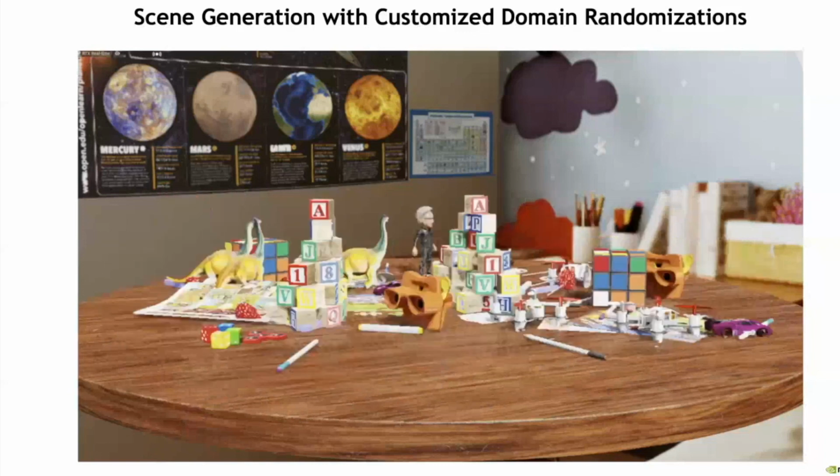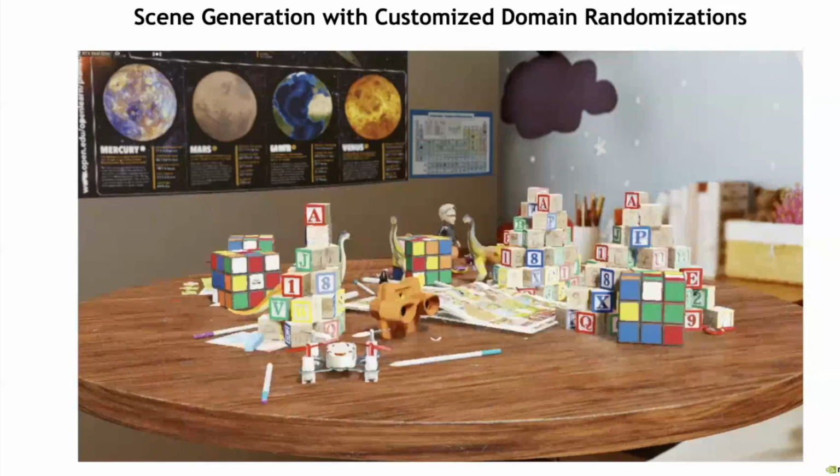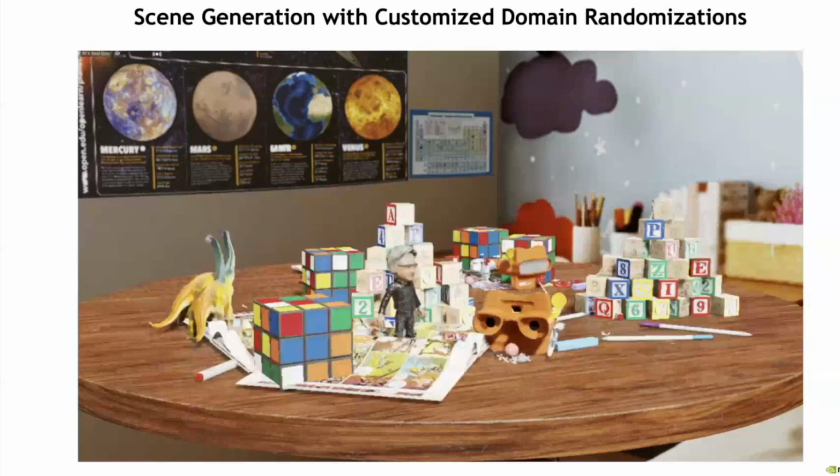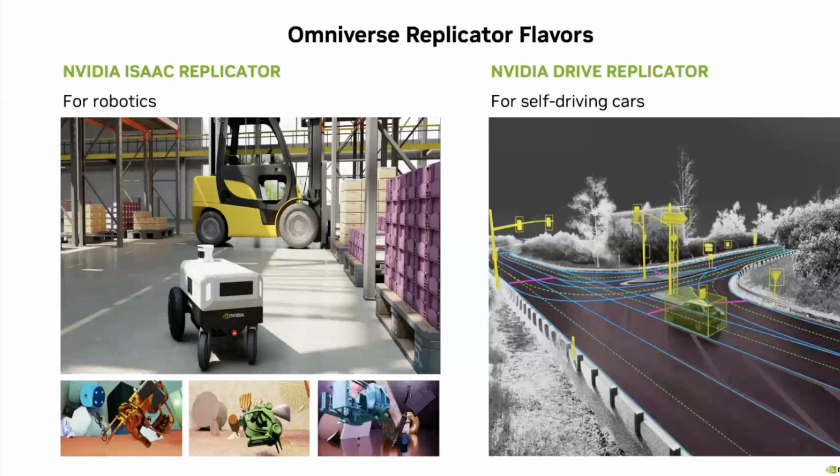The great thing about it is that it's also programmable, so you can write Python scripts in order to create these scenes automatically. Omniverse Replicator comes in two flavors. One is Isaac Replicator for robotics, and we also have Drive Replicator in order to train our self-driving cars.